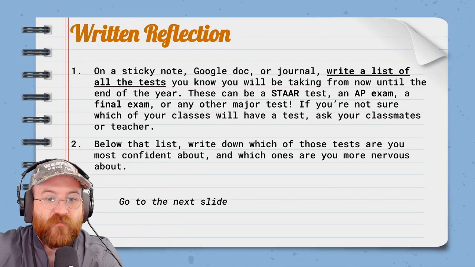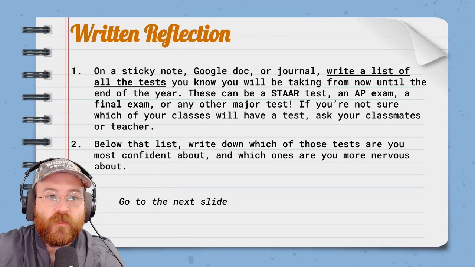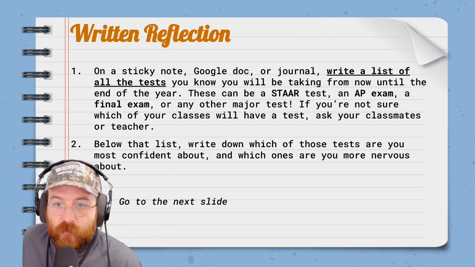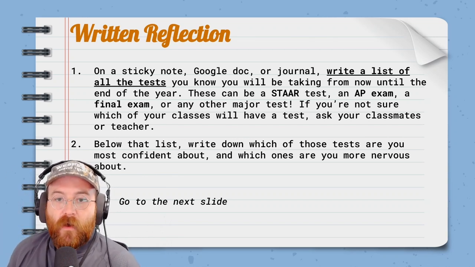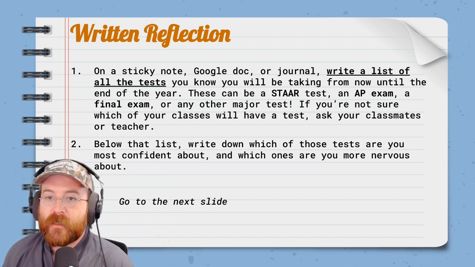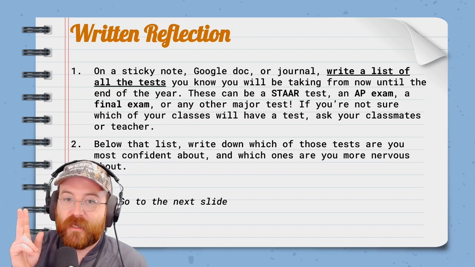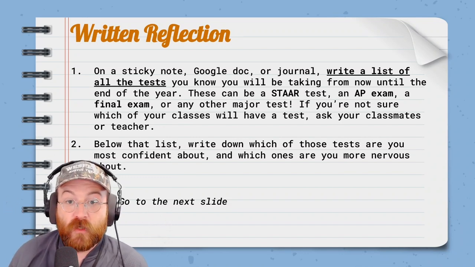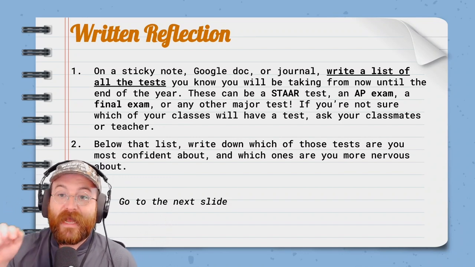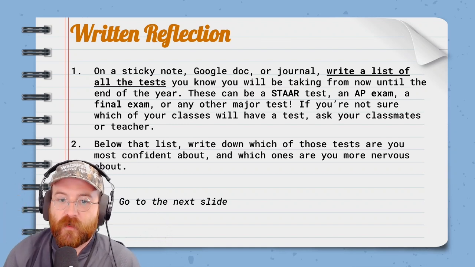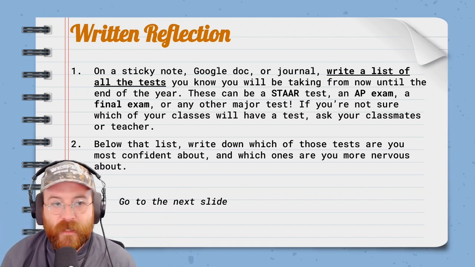What I want you to do next is on the next slide, and I want you to reflect on what exams you know you have coming up. So on a sticky note or a Google Doc or whatever you've been taking notes on, you can write a list of all the tests you know you will be taking from now until the end of the year. This can be a STAR test, an AP exam, a final exam, or any other major test. If you're not sure which of your classes will have a test, ask your classmates or teacher, and they may know about whether or not you have a STAR test or an AP exam or anything like that.